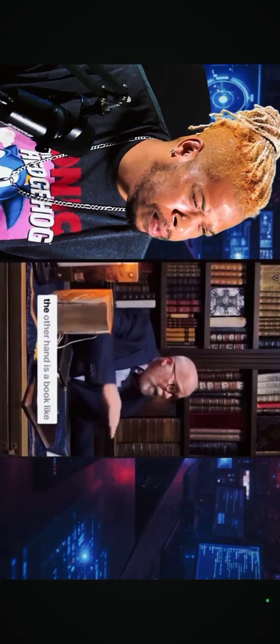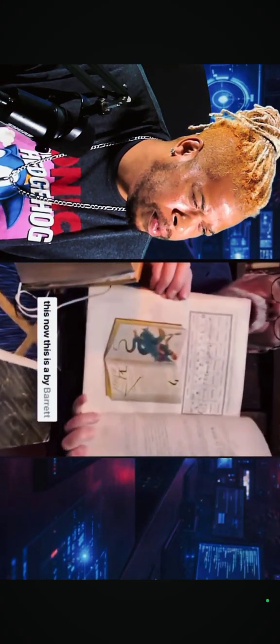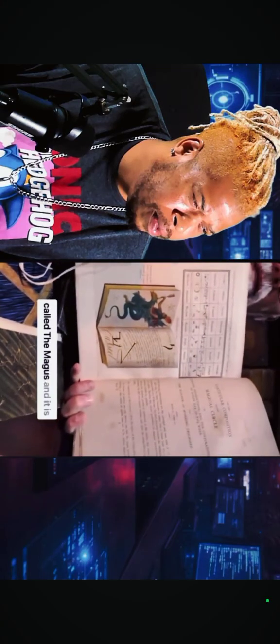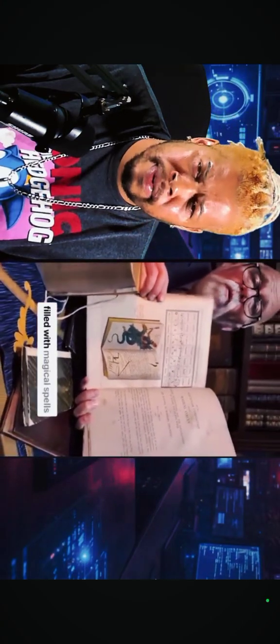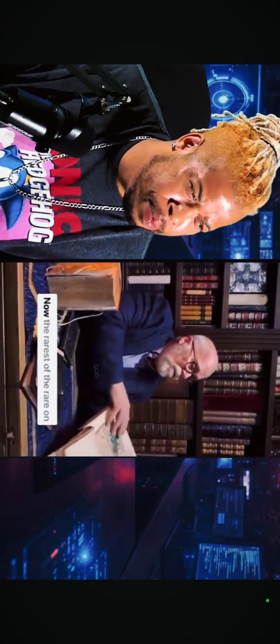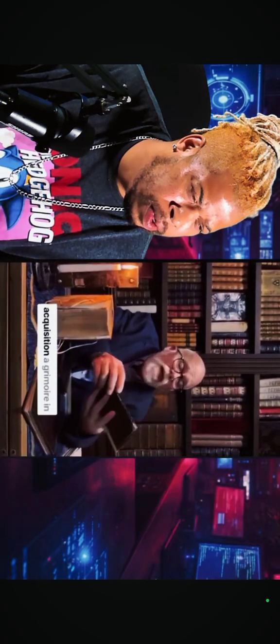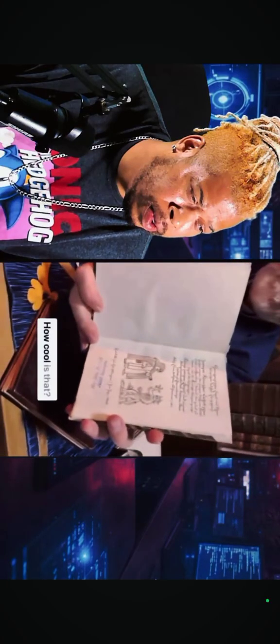Now, a grimoire, on the other hand, is a book like this. Now, this is a grimoire by Barrett called The Magus, and it is filled with magical spells. Now, the rarest of the rare on grimoires are handwritten copies, and this is my newest acquisition, a grimoire in German. How cool is that?